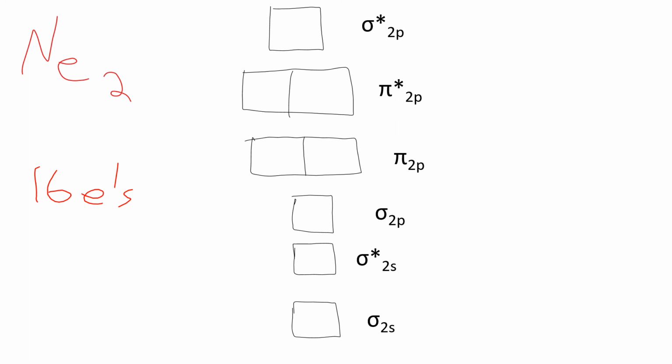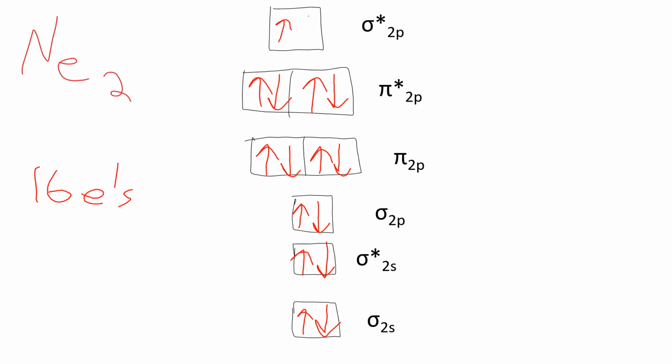Here's our molecular orbital diagram. 16 electrons fill up from lowest energy to highest energy. 1, 2, 3, 4, 5, 6, 7, 8, 9, 10, 11, 12, 13, 14. We still have 2 more to place. 15, 16. If we look at the bond order for this, look at our bonding electrons versus our anti-bonding electrons.